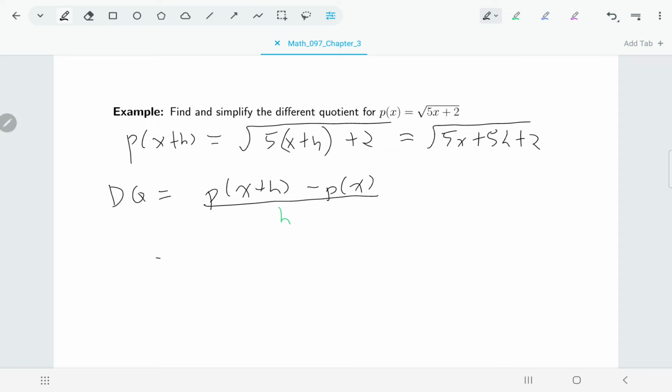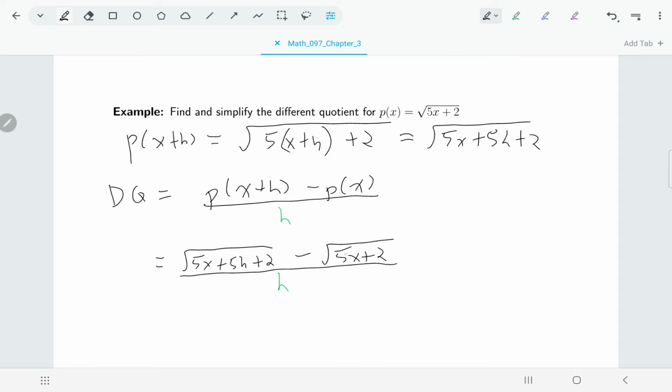So I would have root of 5x plus 5h plus 2 minus root of 5x plus 2, all over h. For this one, this is the one where it's a little bit of a twist as to what we'd be doing. It's something that we've not needed to do before. For this, right now, there's not really anything you could do with these individually. You can't combine these roots together.